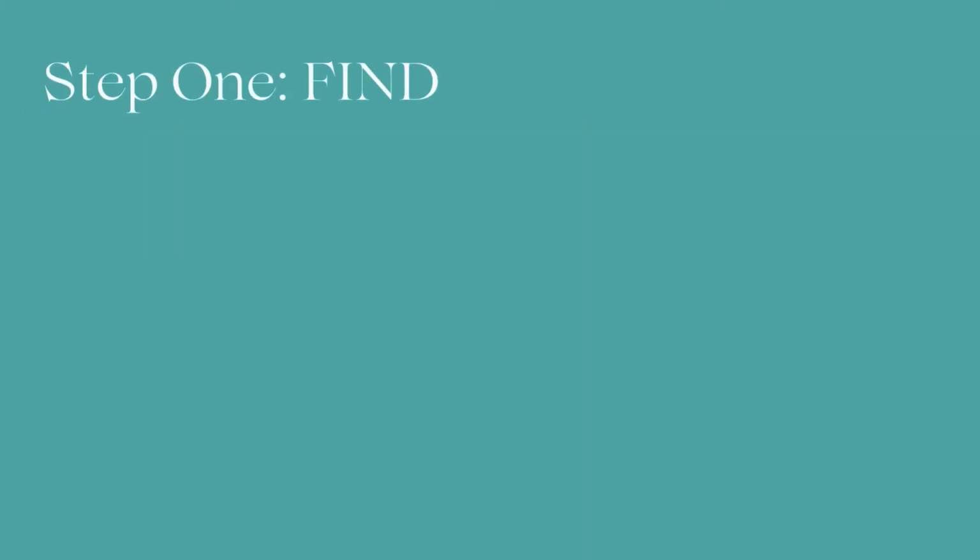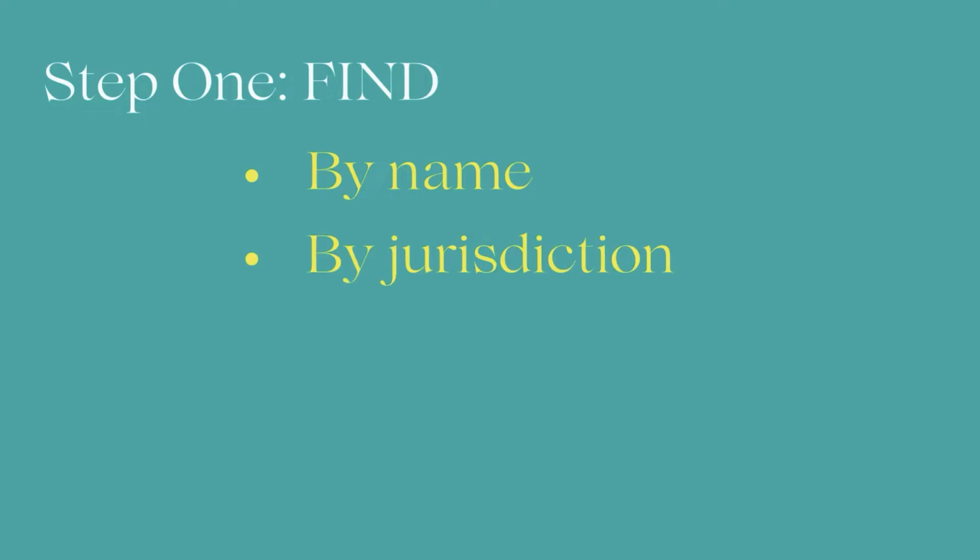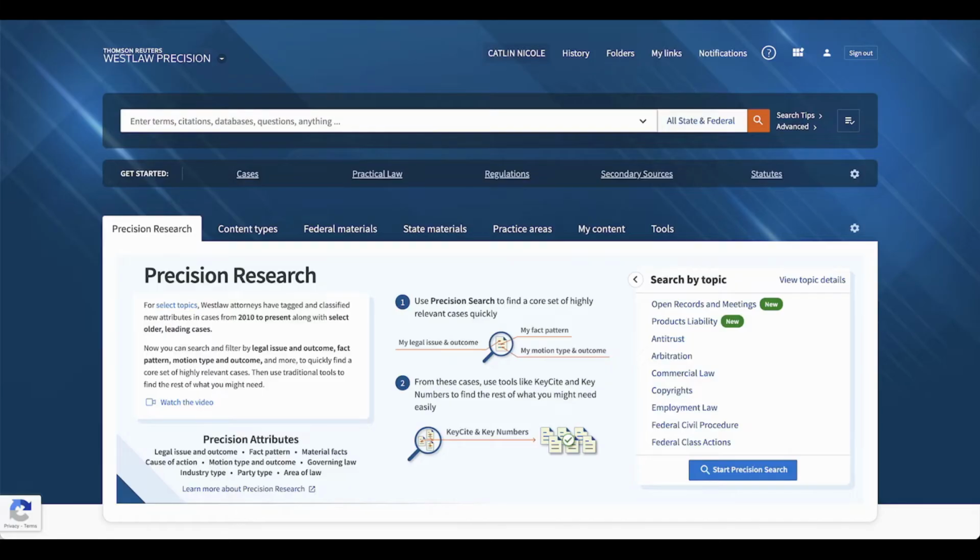The first step then is to actually find a legal encyclopedia. And we can do that in three ways: by knowing the name of the encyclopedia, by knowing the jurisdiction of your research issue, or by browsing through the content types.